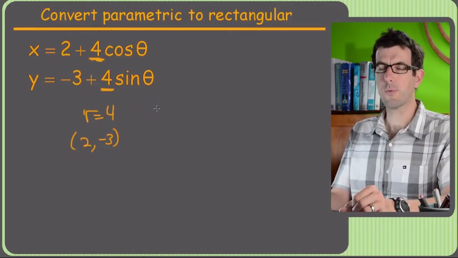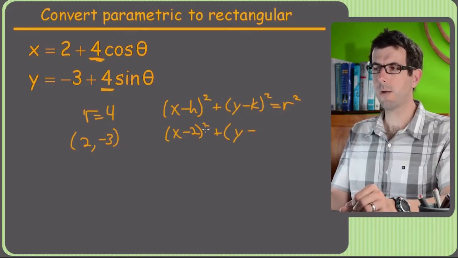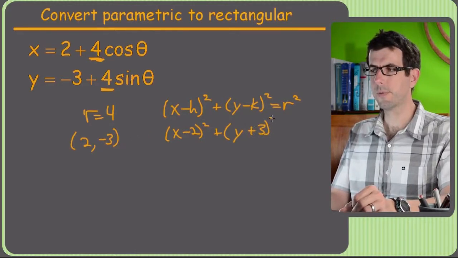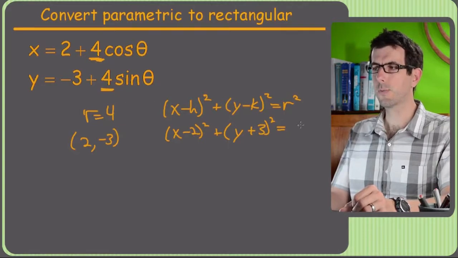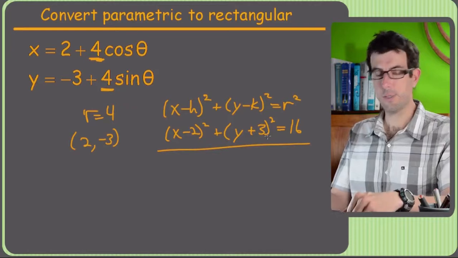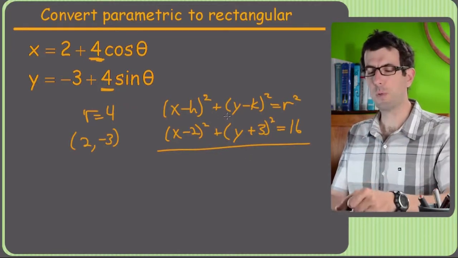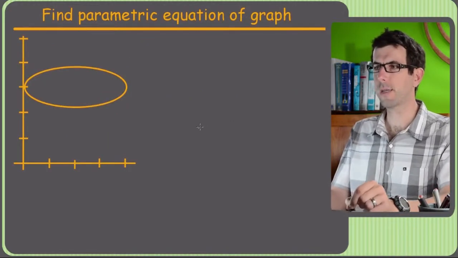And we'll just plug and chug through the standard equation of a circle, which is (x minus h) squared plus (y minus k) squared equals r squared. So that is (x minus 2) squared, (y minus the y coordinate, so that's plus 3) squared, equals r squared, which is 16. Alright, isn't that wonderful? As long as you spot your equation and pick the key information out, you can switch willy-nilly between parametric and rectangular.